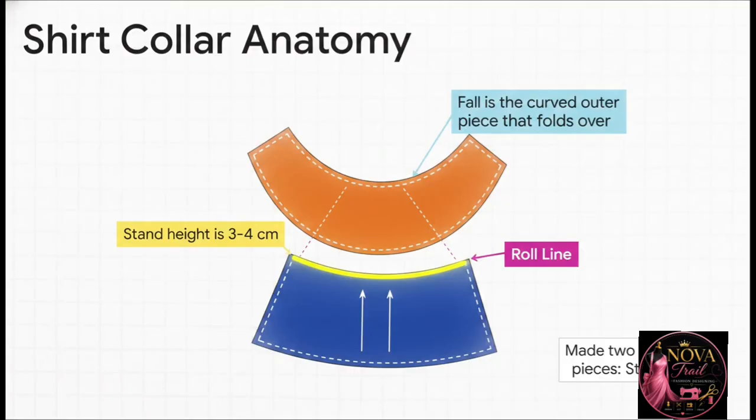Let's zoom in on that absolute workhorse, the shirt collar. It's fascinating because it actually physically separates the stand and the fall into 2 entirely different pattern pieces. You draft the stand on a straight grain to wrap the neck firmly, and the fall folds over it. And you know what's really cool? The actual seam connecting the stand and the fall becomes your permanent built-in roll line.